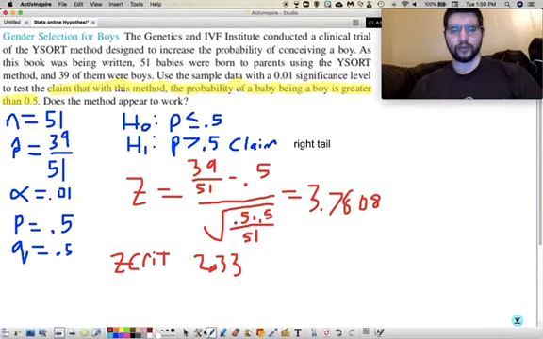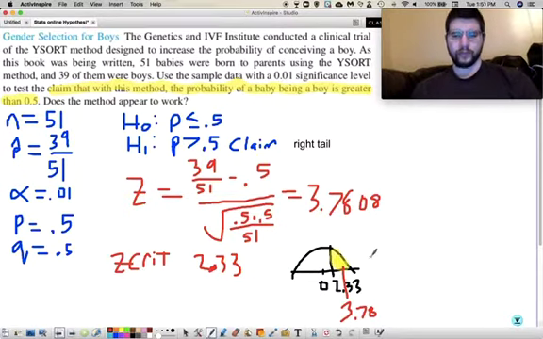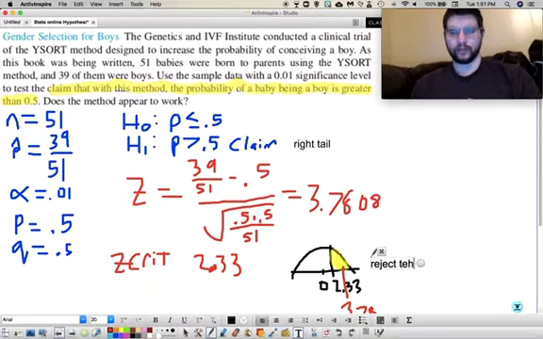And that's what we're going to plot. So draw it. There's our 0, our critical value 2.33, and the rejection region. If the test statistic is in this region, we reject the null. And guess what? 3.78 is bigger than 2.33. So yeah, we're going to reject the null.